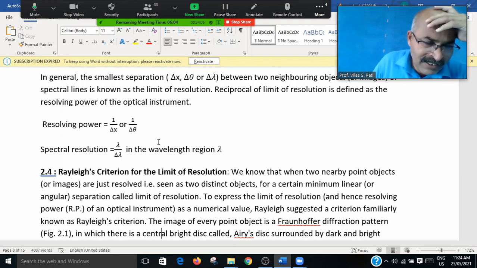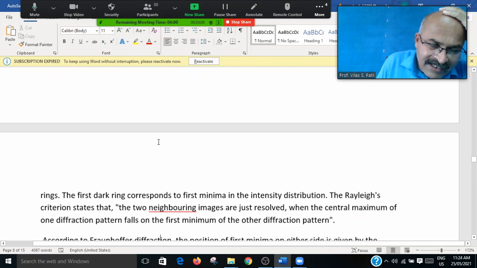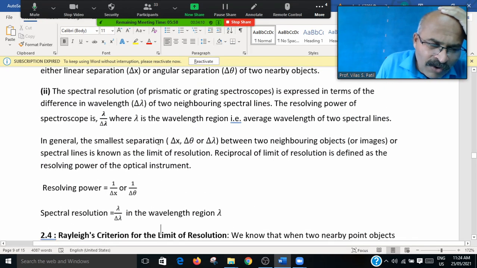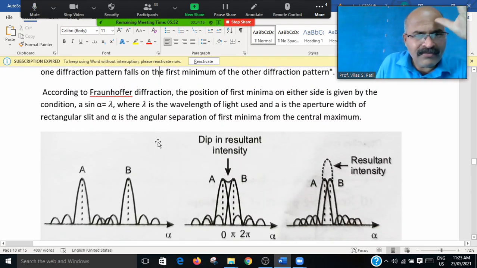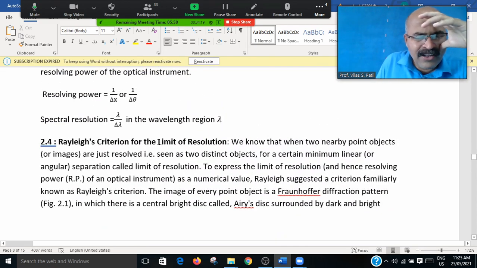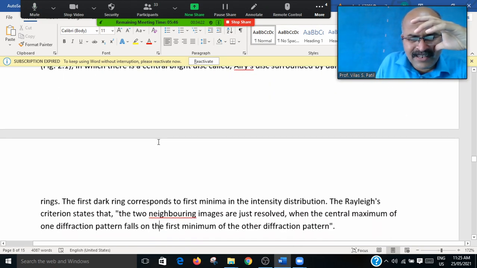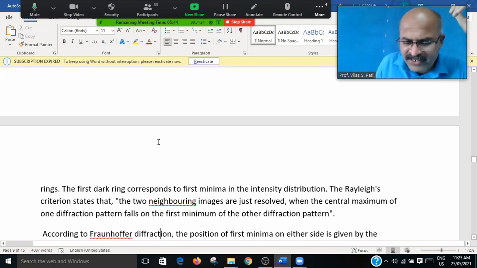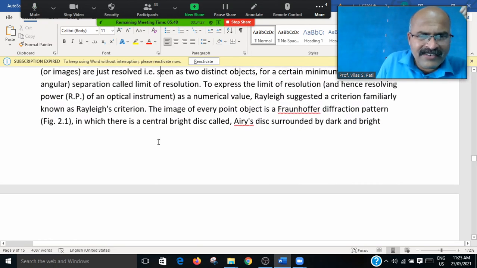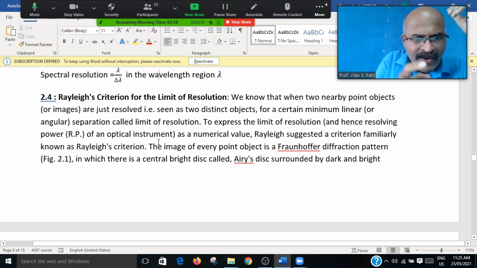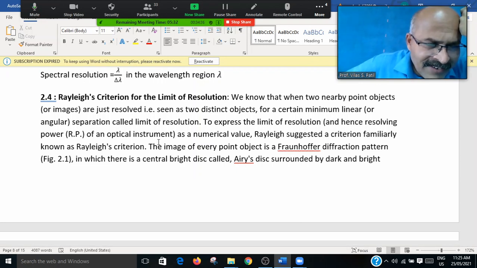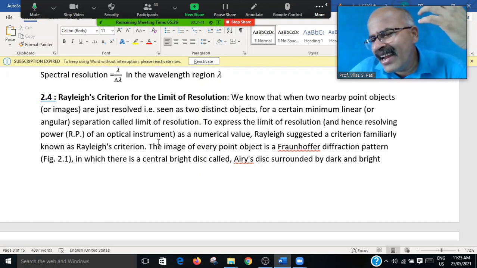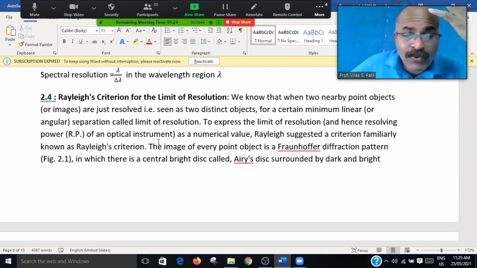Then we are going to study the Rayleigh criterion. Rayleigh is the name of the scientist. What is the Rayleigh criterion? We will study it in the next lecture. We will see some facts of the Rayleigh criterion. Rayleigh is the name of the scientist, and the Rayleigh criterion is for the limit of resolution. What is the Rayleigh criterion for the limit of the resolution?